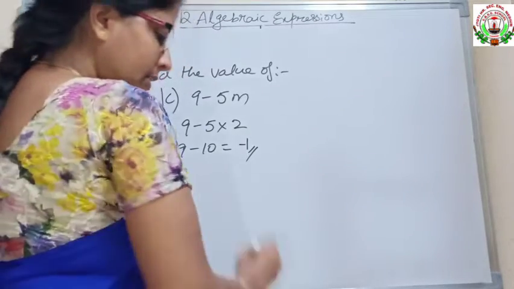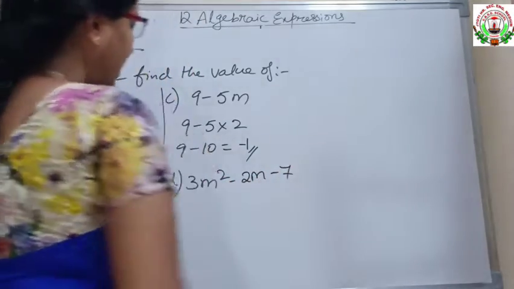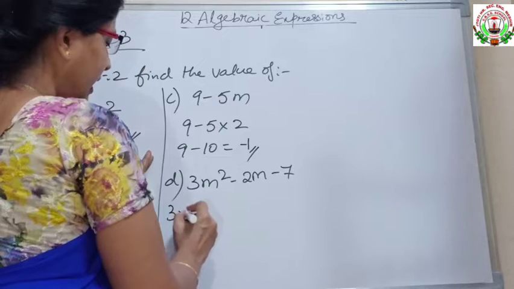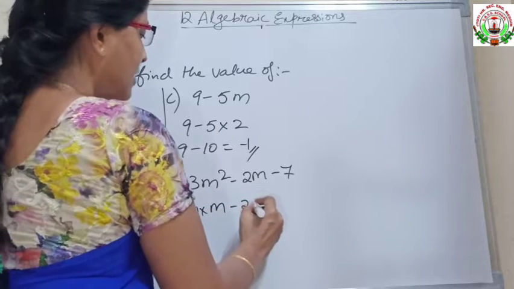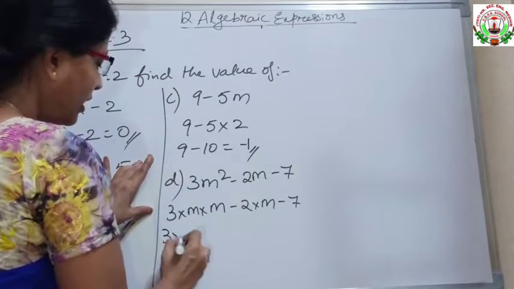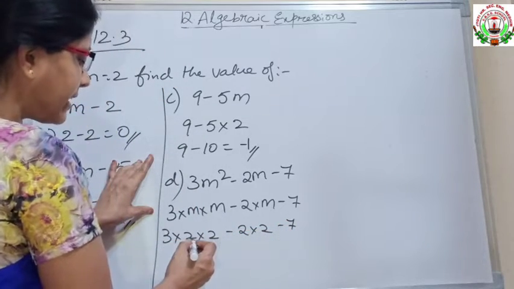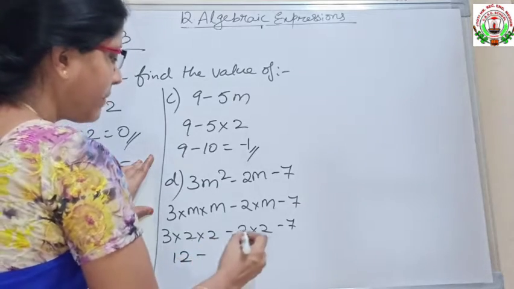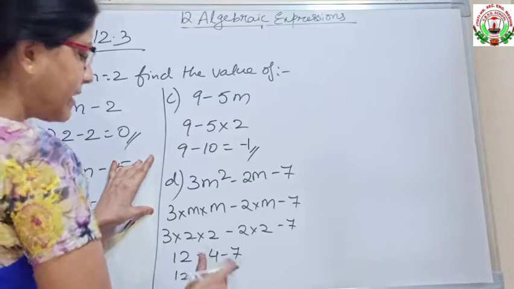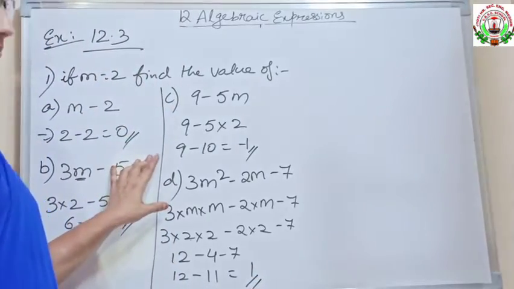One more question. See, they have given 3m square minus 2m minus 7. M square means you have to multiply m 2 times. So this will be 3 into m into m minus 2 into m minus 7. In the place of m we have to keep 2. So 3 into 2 into 2 minus 2 into 2 minus 7. 3 2s are 6, 6 2s are 12. 12 minus 2 2s are 4 minus 7. So this will be 12 minus 4 and 7, it is 11. So 12 minus 11 is 1, your answer.